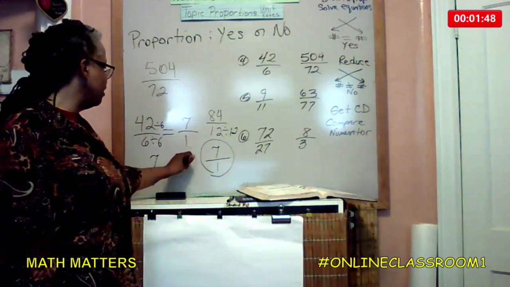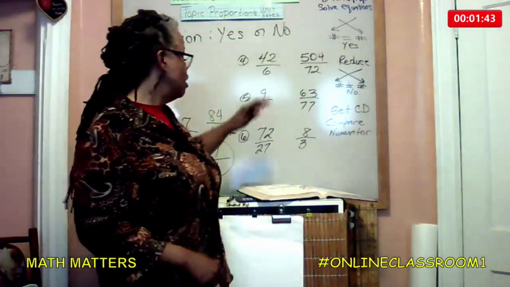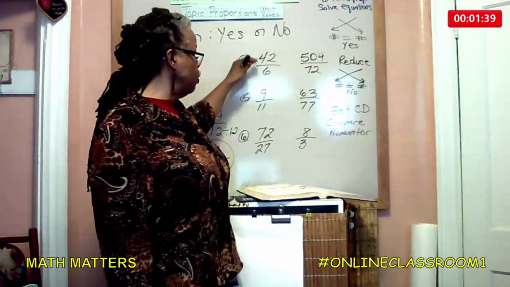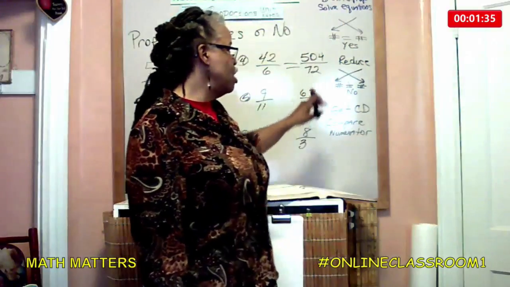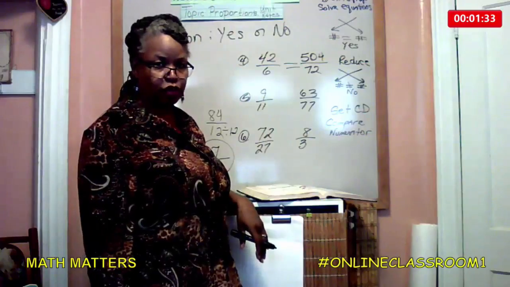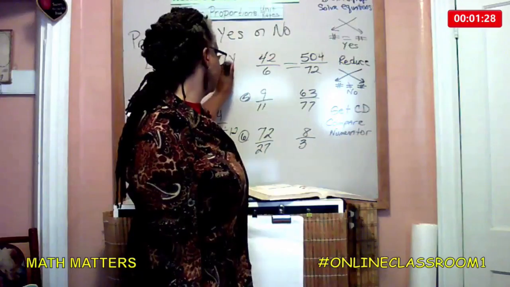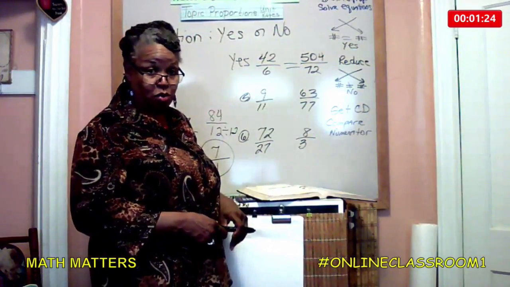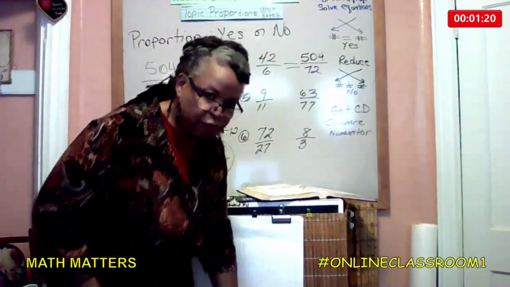Now I can compare 7 over 1. Students, we go back to the original problem. 42 over 6 is proportional to 504 over 72. So the answer to number 4 is yes. They are proportional! That's number 4. Let's look at number 5.